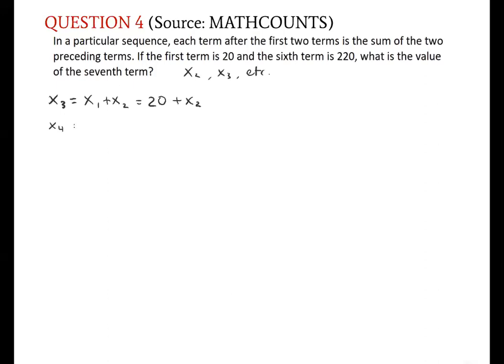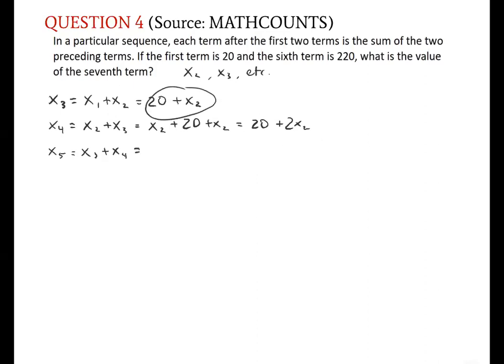So x4, the fourth term, is equal to x2 plus x3, and that will be equal to x2 plus 20 plus x2. So that is 20 plus 2x2. And then x5 is equal to x3 plus x4. And we just add these two together to get 40 plus 3x2.